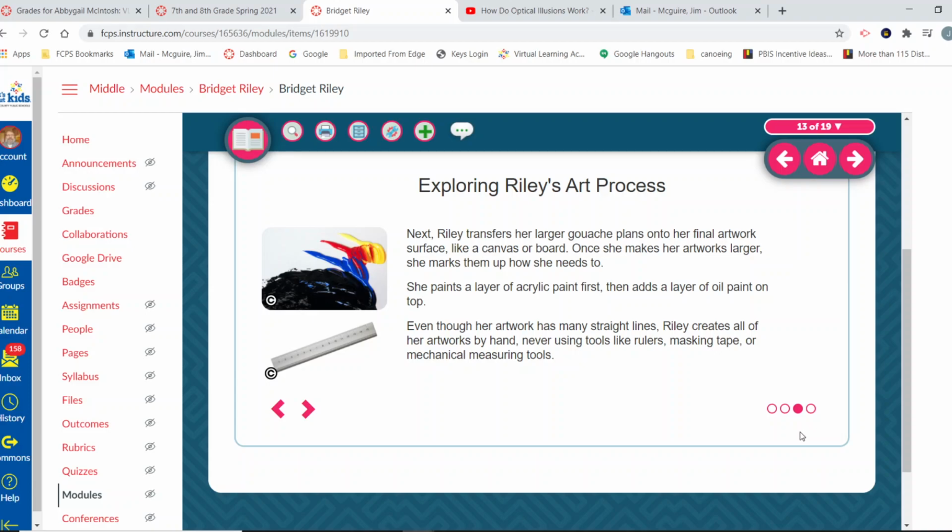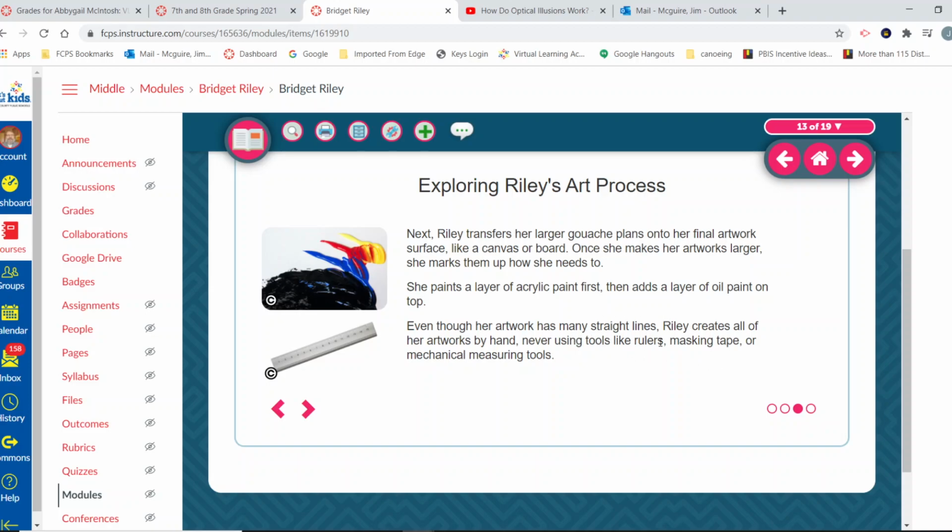So she's now created, this is her third layer. She has her drawing, that's her first layer. She has her gouache, her second layer. Now she applies acrylic paint for her third layer. And then once she has that third layer the way she wants it, she adds oil paint.